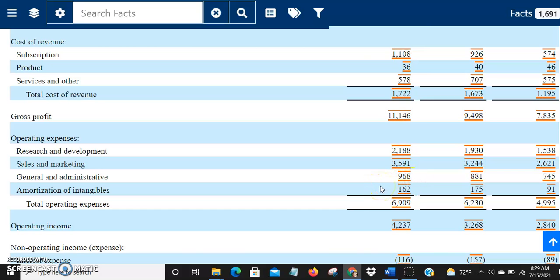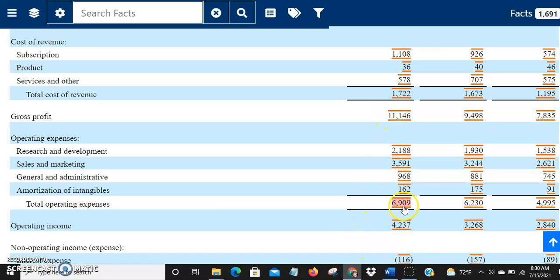And then there is something called amortization of intangibles. This is something we'll cover in our future sessions where we'll explain what exactly it means. Right now, just keep in mind that it's something like a deductible. They have to deduct on their intangible asset every year. So that was 162 million. If you add all the operating expense line items, you get the total operating expense of $6.9 billion. The gross profit was $11.1 billion.